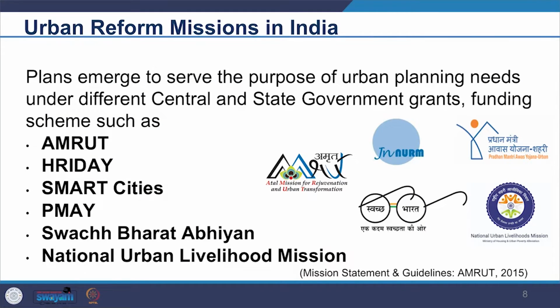These plans may also emerge to serve the purpose of urban planning needs under different central and state government grants, funding schemes such as AMRUT, earlier which was Jawaharlal Nehru National Urban Renewal Mission, abbreviated as JNNURM, and Hriday, Smart Cities, Pradhan Mantri Awas Yojana, Swachh Bharat Abhiyan, National Urban Livelihood Mission, and so on. In this session, we are looking at AMRUT and its components as an example of special purpose plan within the larger ambit of different levels of plans.